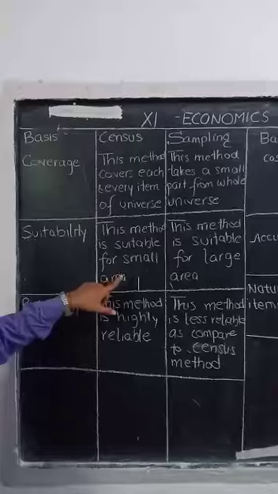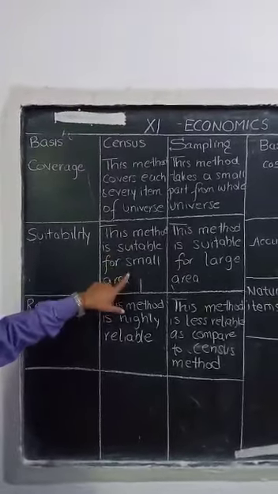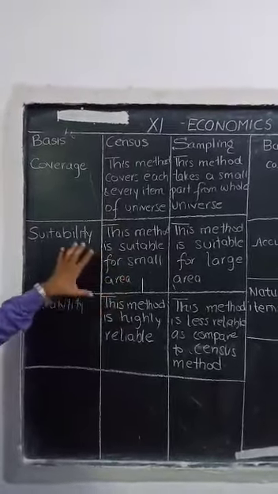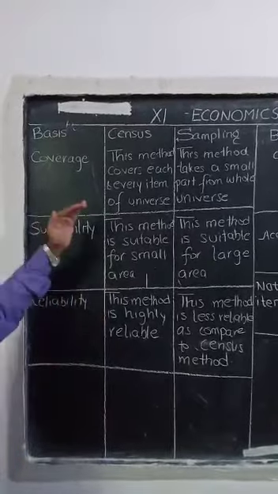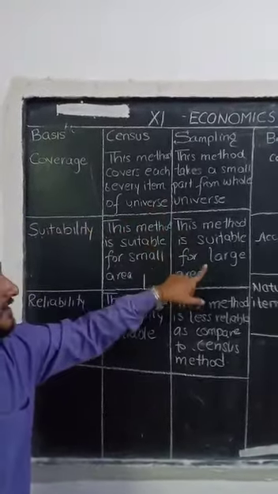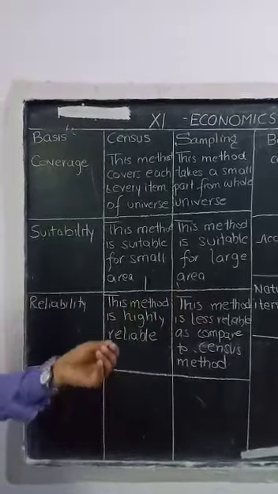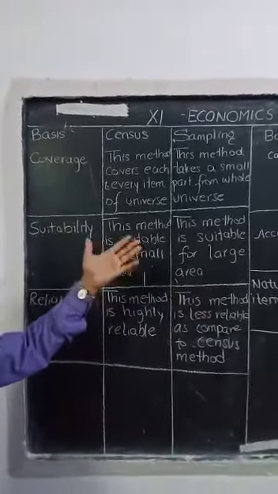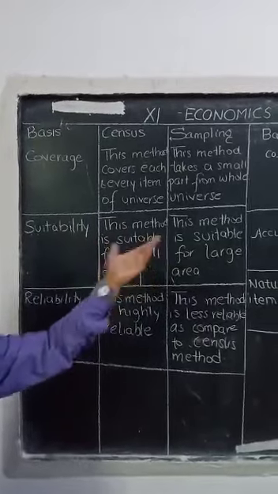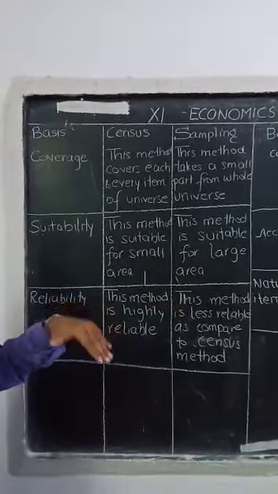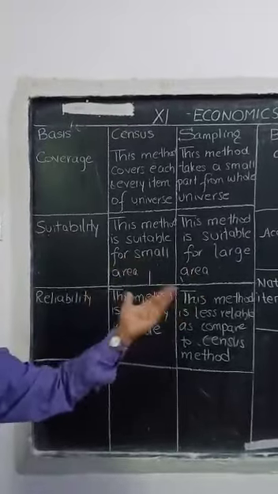Okay. Second is suitability. Census method is generally suitable when the area of investigation is small. Means when the area of investigation is small, then we use census method, and sampling method is used when the area of investigation is large. Okay. Again, a 1 mark question can be asked that which method is suitable for large area? Sampling. Which method is suitable for small area? Census. This kind of question can be asked.